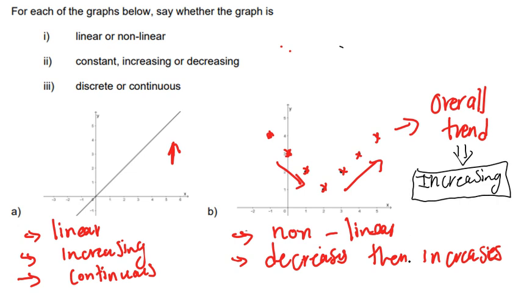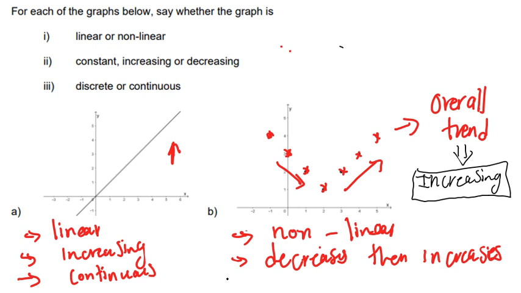Overall trend means what your graph is doing as it moves from left to right. It ended up increasing all the way. So this is the overall trend. But if you have to describe it in another way, you can say your graph decreases then increases. So you can use an overall trend, or you can use this. But I prefer most of the time that you use this one: decreases then increases.